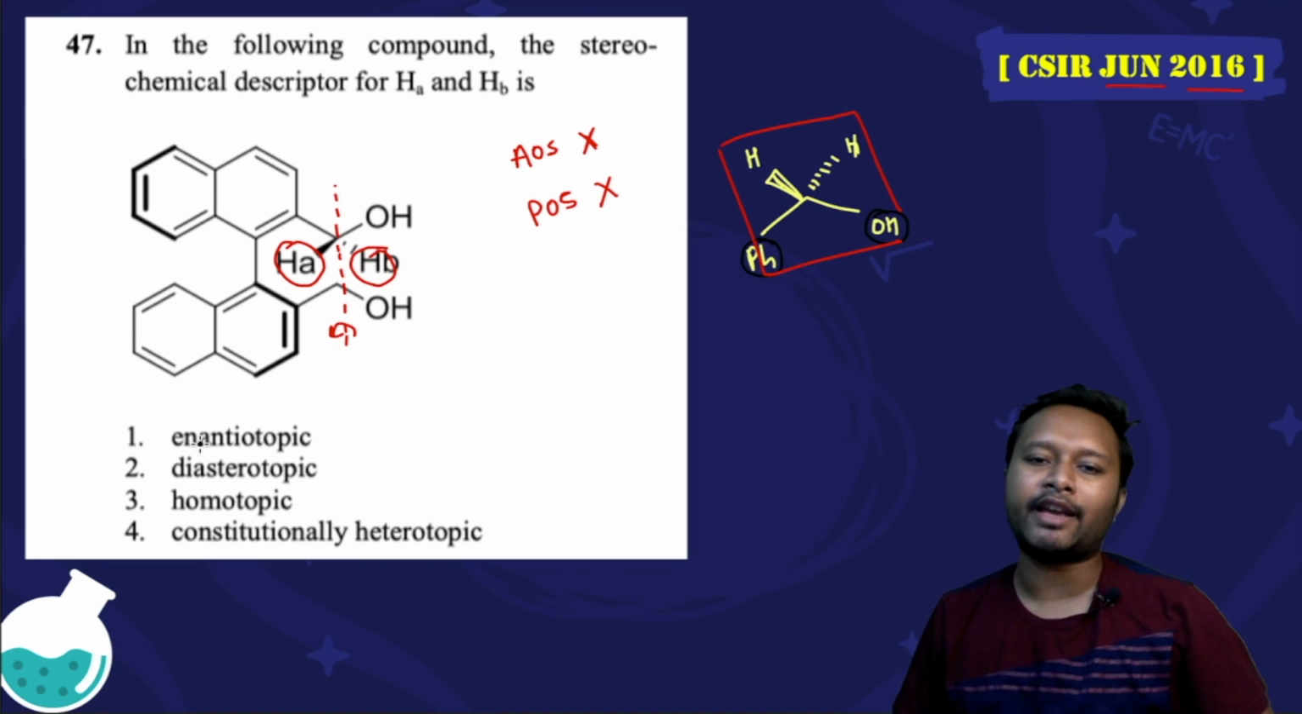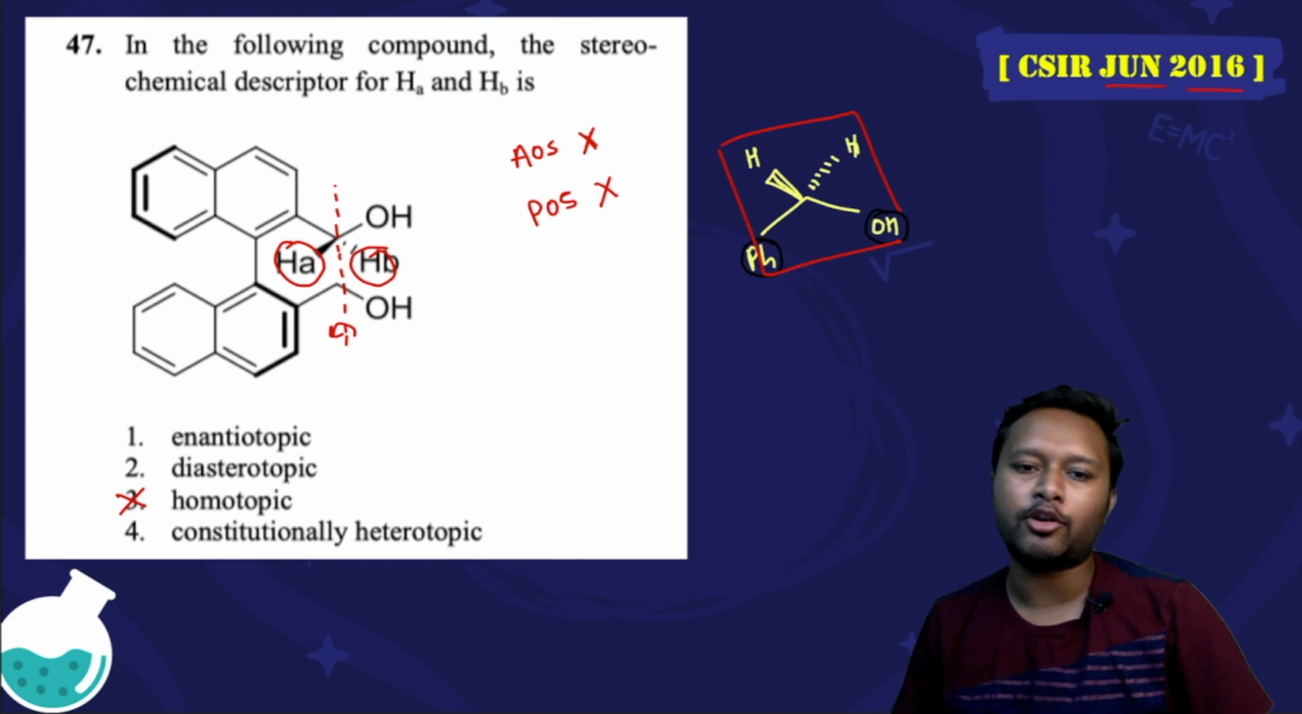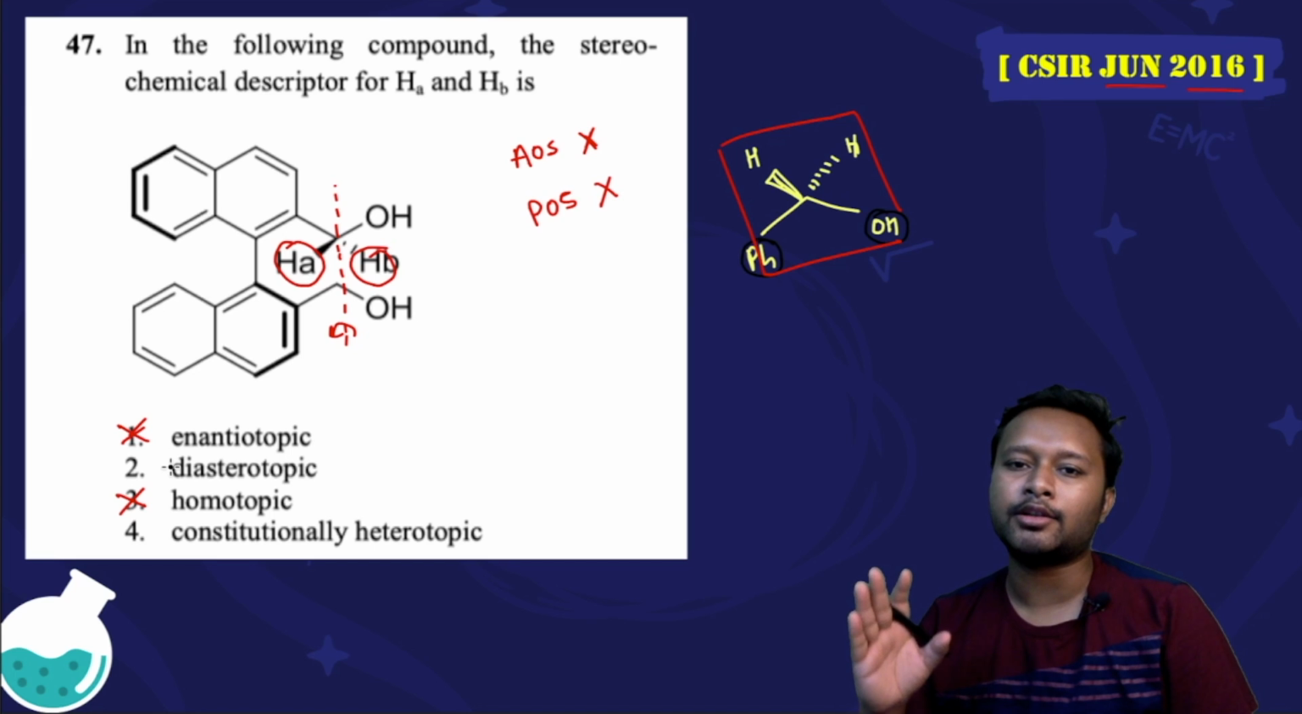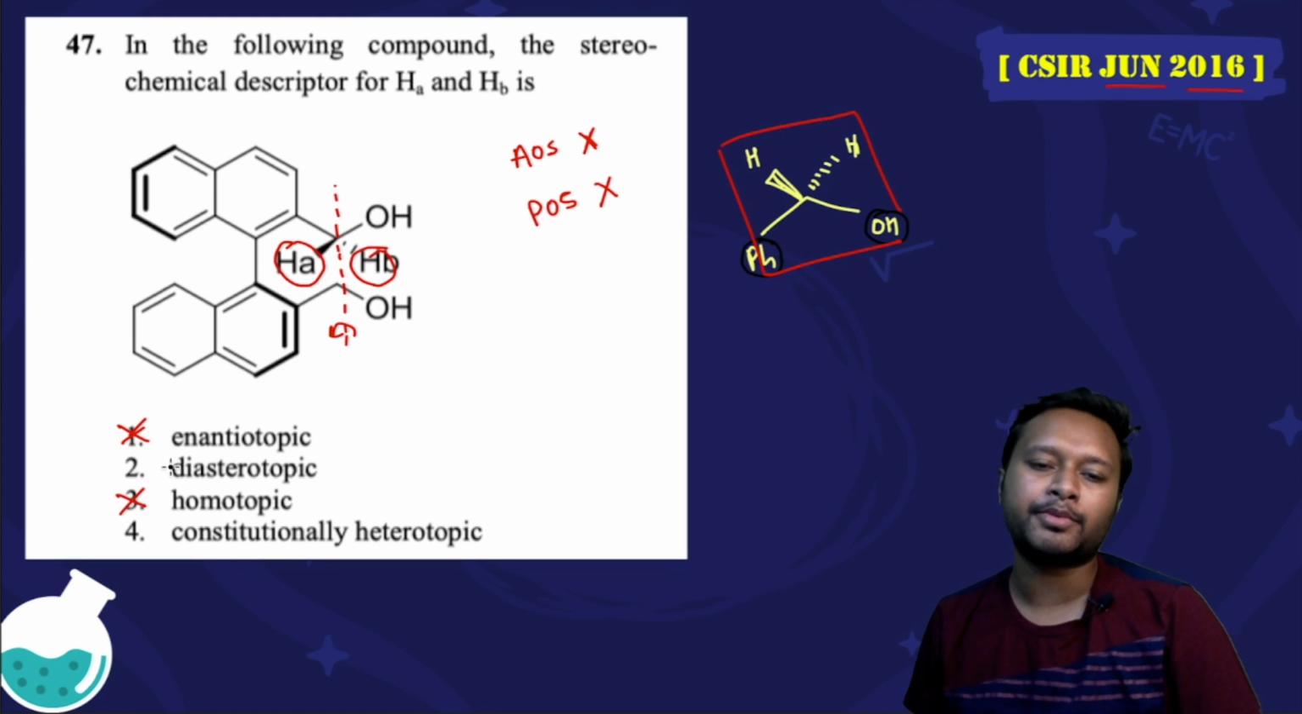Now since you don't have an axis of symmetry, the molecule cannot be homotopic, and since you do not have a plane of symmetry, the molecule cannot be enantiotopic. If the molecule has a plane of symmetry, it becomes enantiotopic. If the molecule has an axis of symmetry, it becomes homotopic. So that's how we see the relationship between the two groups.